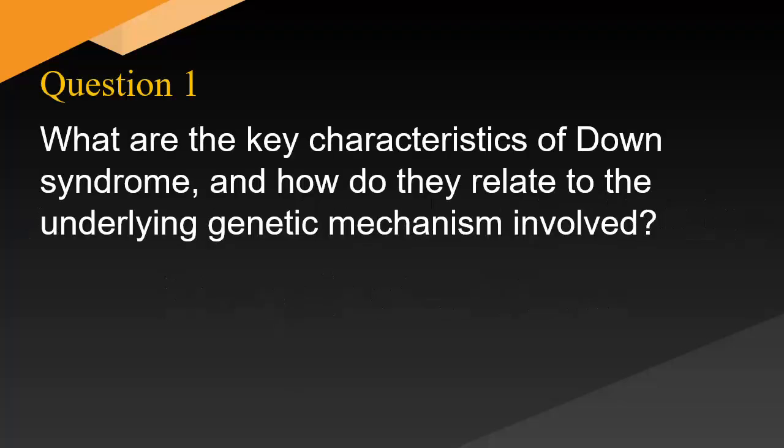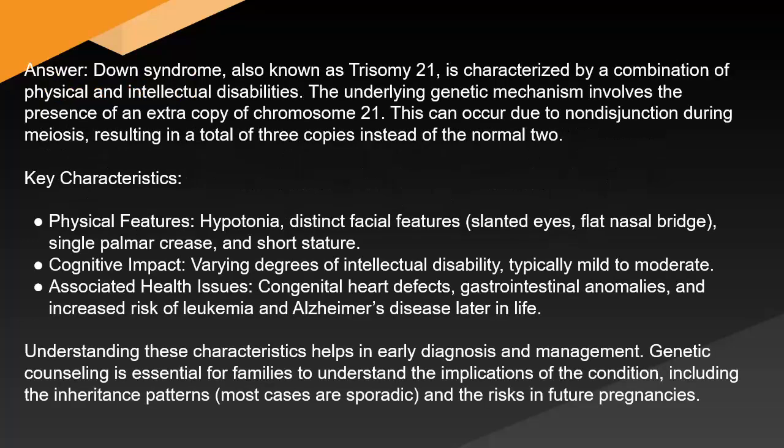What are the key characteristics of Down syndrome and how do they relate to the underlying genetic mechanism involved? Answer. Down syndrome, also known as trisomy 21, is characterized by a combination of physical and intellectual disabilities. The underlying genetic mechanism involves the presence of an extra copy of chromosome 21.